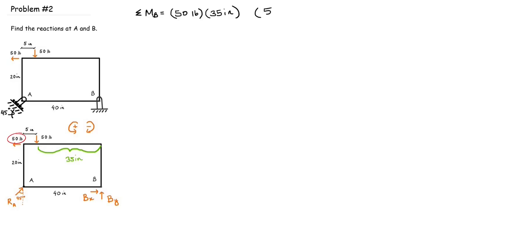Next, for the horizontal 50-pound force, the perpendicular distance is 20 inches, and this would also result in a positive moment. Finally, we have the reaction force R of A, which is coming in at a 45 degrees angle. We will now have to break up the reaction force into its x and y components.